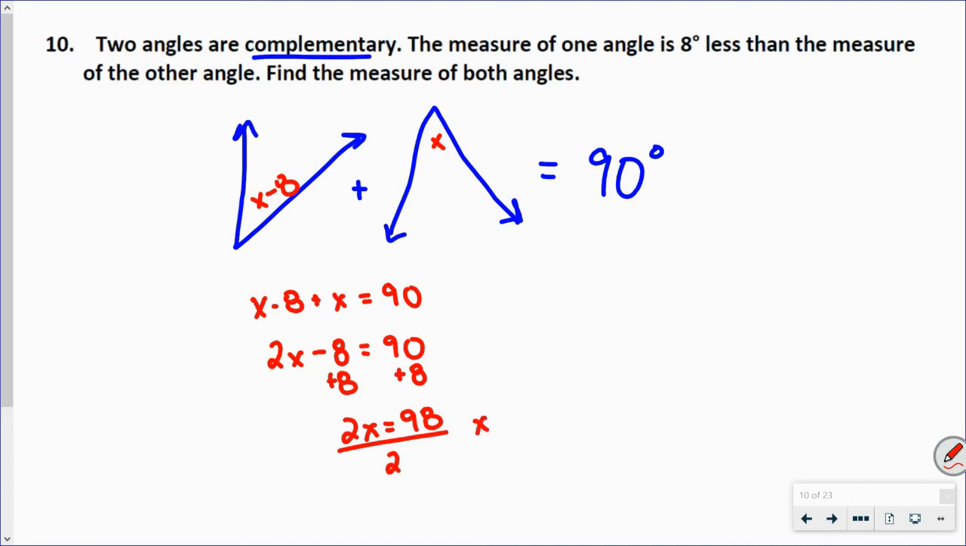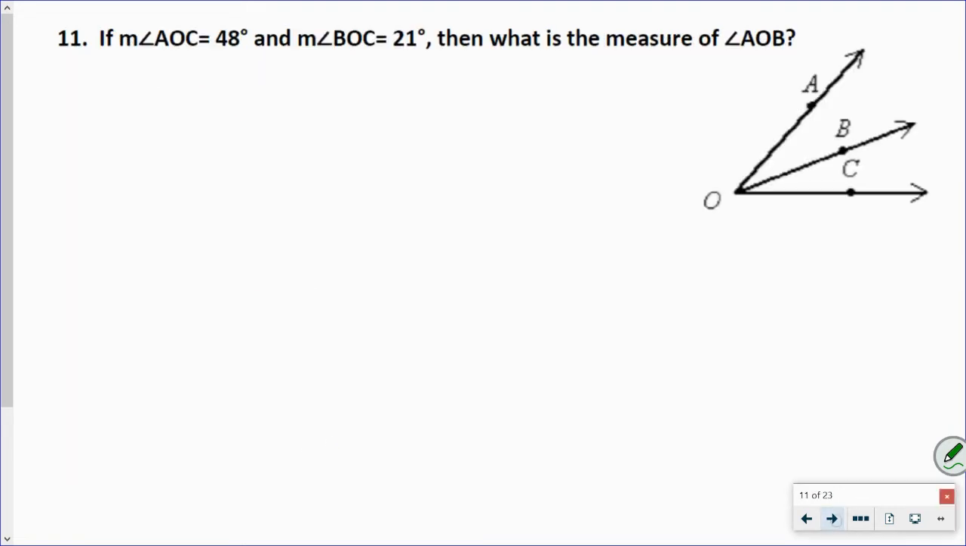We'll divide by 2. And x equals 49. Okay, which means that this angle right here is 49 degrees. And this angle over here is 49 minus 8, so 41 degrees. And if I add both of those together, I get 90 degrees. Don't forget to take your x and plug it back in.